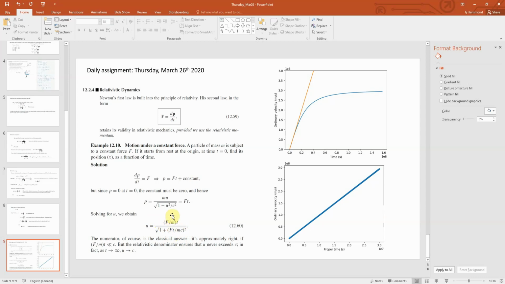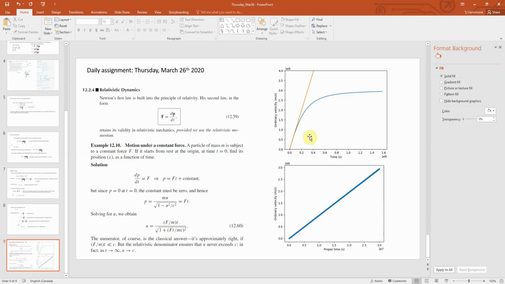However, as we approach the speed of light, we obviously can't ever exceed it, so the rate of change of the velocity has to slow down, and there has to be something that limits that. That's what this denominator does. As our time goes to infinity, this thing approaches c.